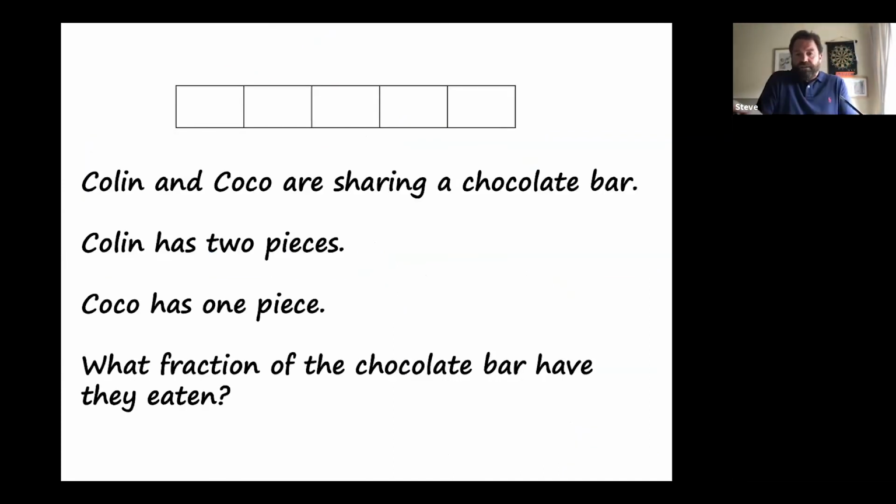It's for secondary colleagues, you may be looking at going, oh, really? Well, this is a Year 3 lesson introducing adding fractions. So we've got a chocolate bar here. Colin's got 2 pieces, Coco's got 1 piece. What fraction of the chocolate bar are they eating all together? Over to you. And I'll just get loads of answers from the children.